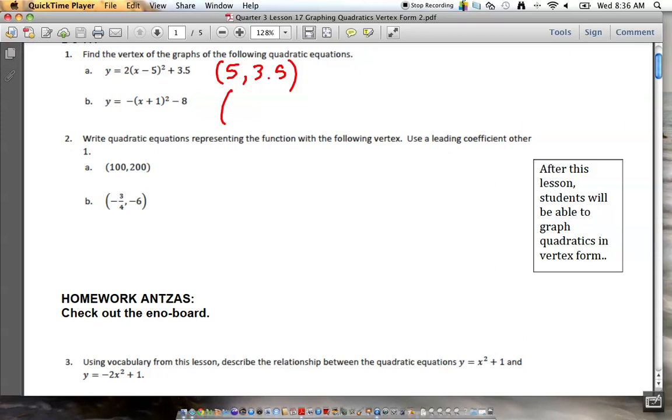This guy, what would the x-coordinate of the vertex be? It would be negative 1. Why is it negative 1? What do you got to do with horizontal shift in the parentheses? Reverse it. Anytime it's in the parentheses.